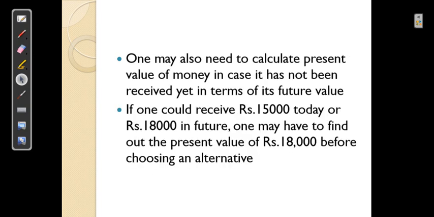However, sometimes we may also be required to know the present value of money in case it is not known to us in terms of some future value which has been given. So for this we can take an example. Supposingly you have been given an option that you can either have rupees 15,000 as cash today or rupees 18,000 in future. So supposingly you participated in some event and you won something. So the award is that you either choose that you have something today, worth rupees 15,000, or you get something in future which is worth rupees 18,000.